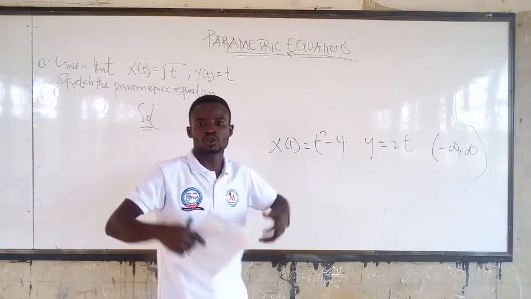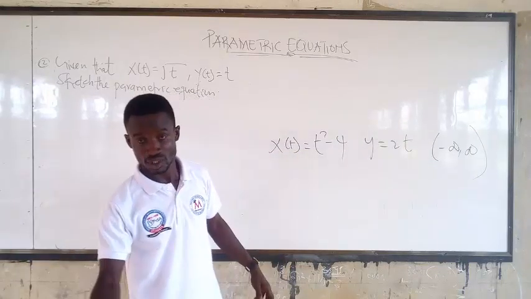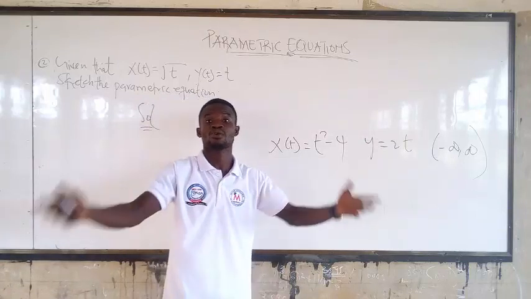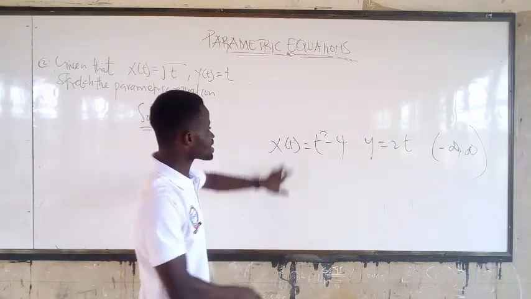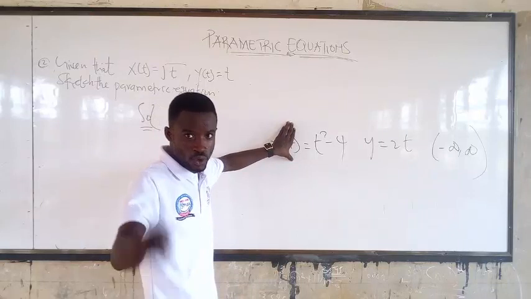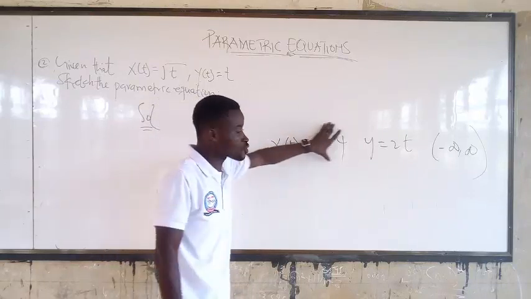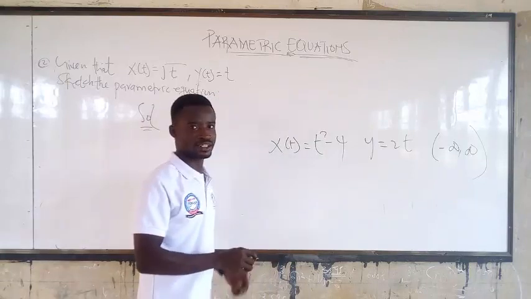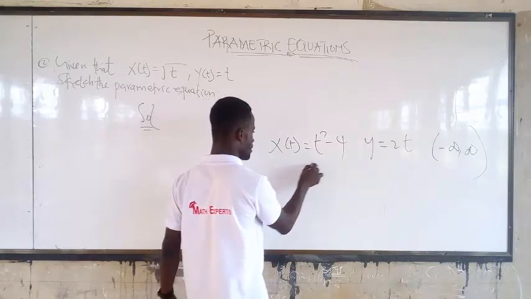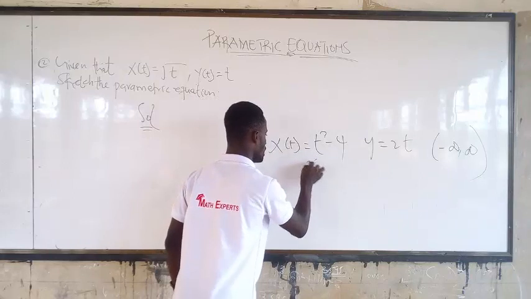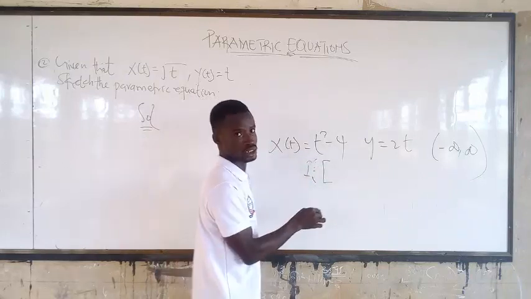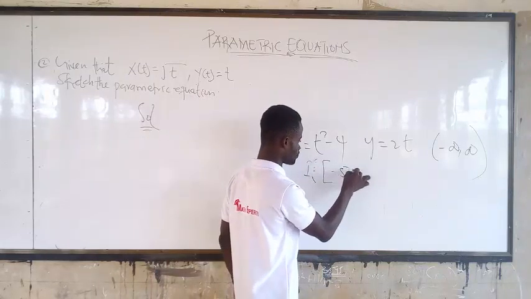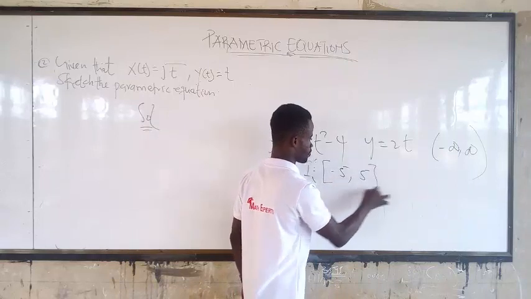So dealing with a question like this, I would like you to continue with it. Here, you will choose your domain. You will choose any domain you like. If the interval is not given to you, you can choose that. Okay, then I will choose my interval to be negative 5 to 5.